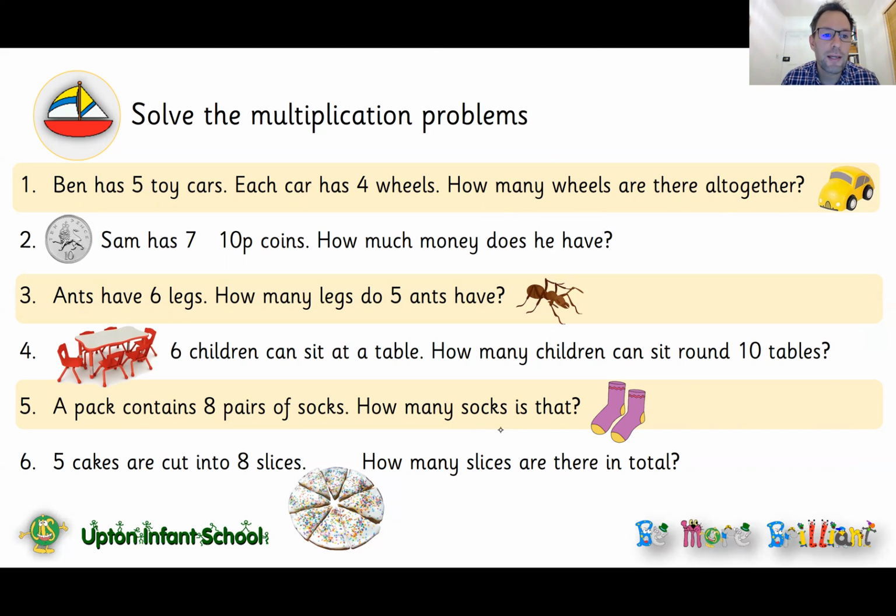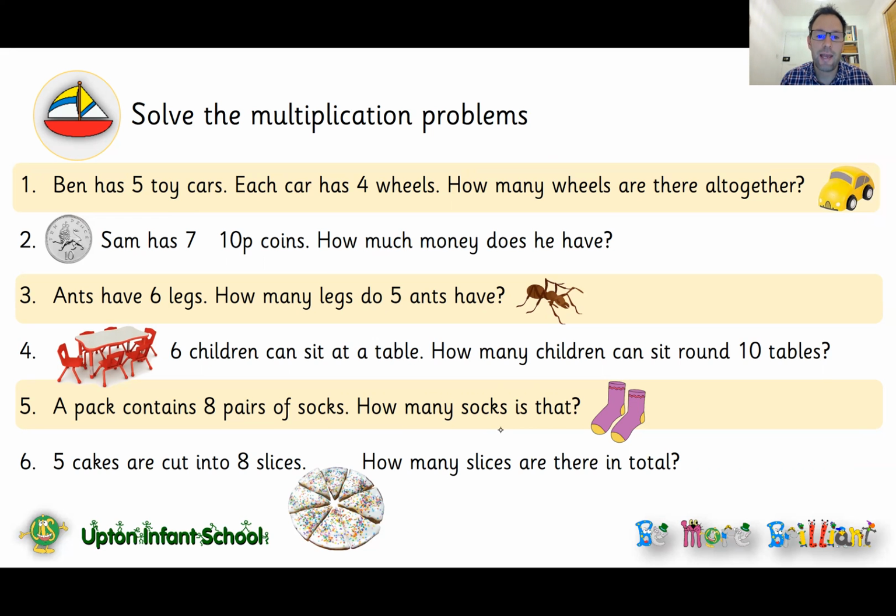Question number 2. Sam has 7 10p coins. How much money does he have? Question 3. Ants have 6 legs. How many legs do 5 ants have? Number 4. 6 children can sit at a table. How many children can sit round 10 tables? So that's 6 lots of 10, or 10 lots of 6.